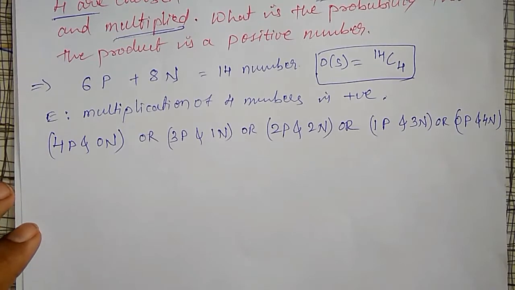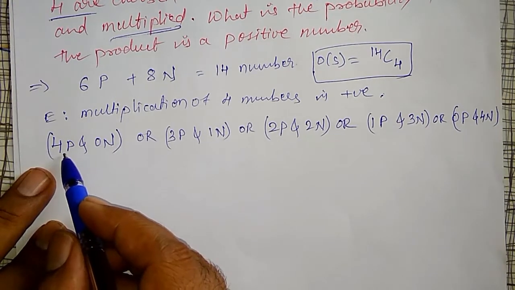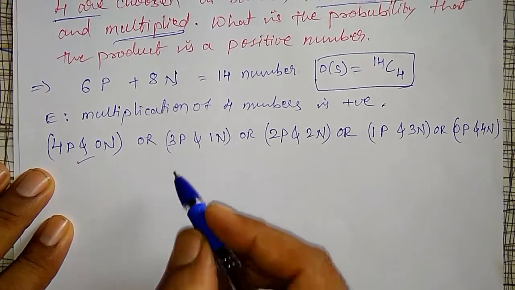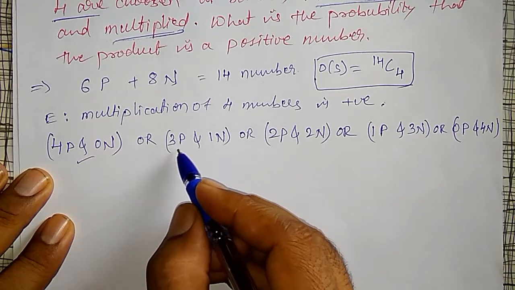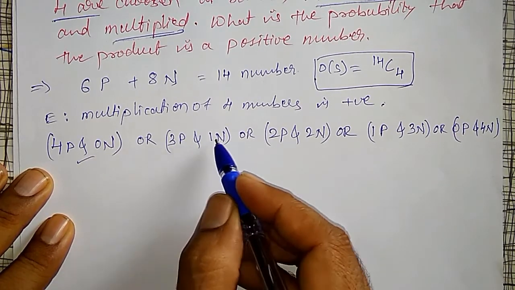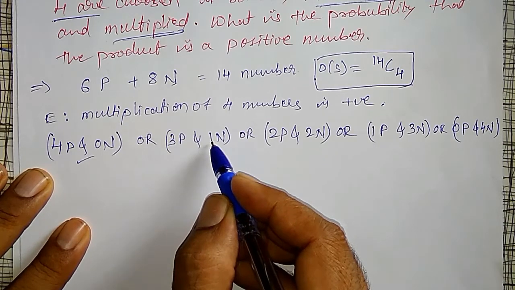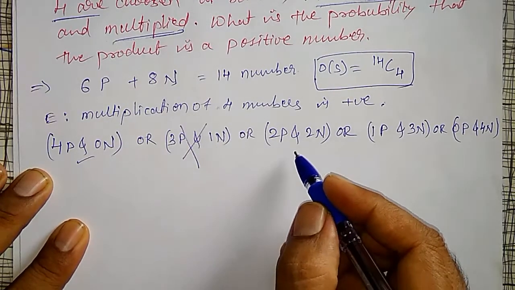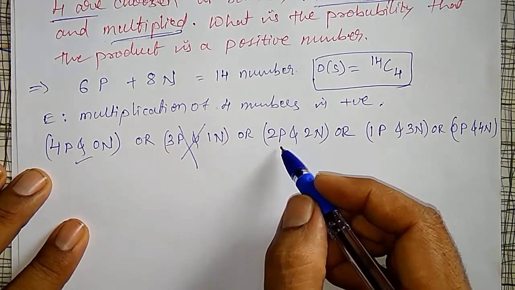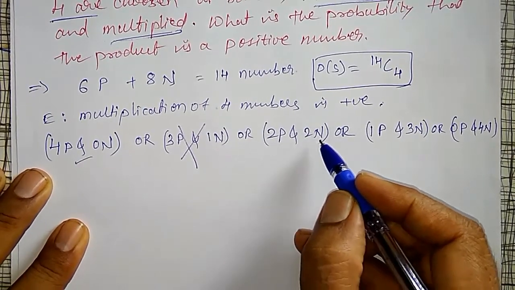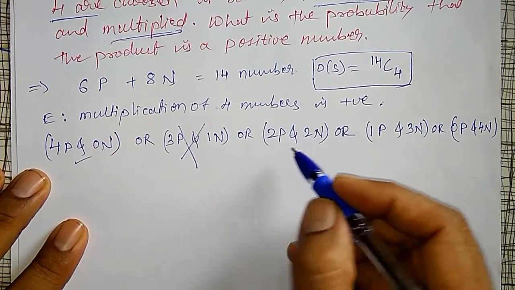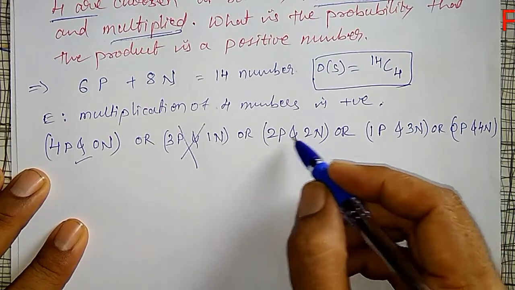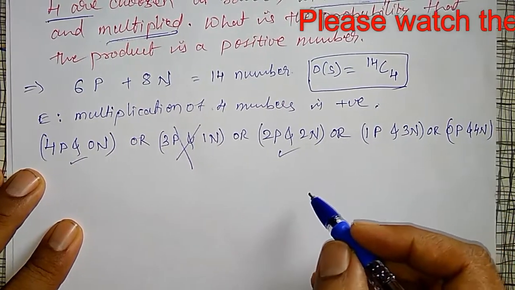That is also important here. If all 4 are positive numbers, then the product is also positive. But with 3 positive numbers, the product will be positive, and multiplying with the negative number will become negative. Therefore, this is not my required event. And here 2 positive numbers and 2 negative numbers: 2 positive numbers' product will give positive, and 2 negative numbers also give a positive number. Therefore, the product is again positive.